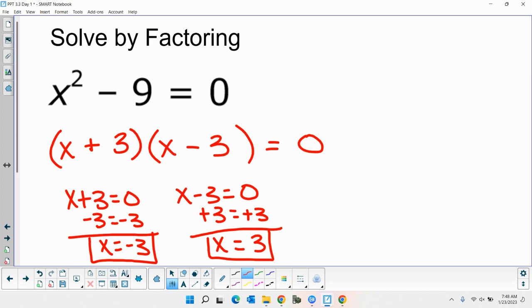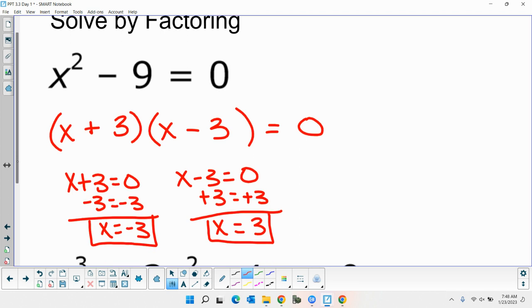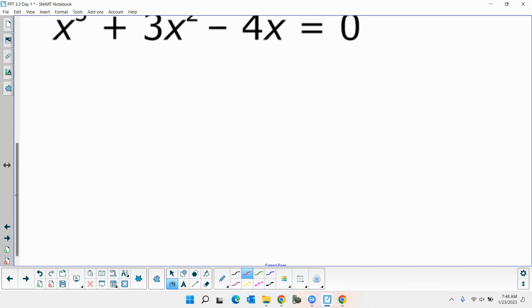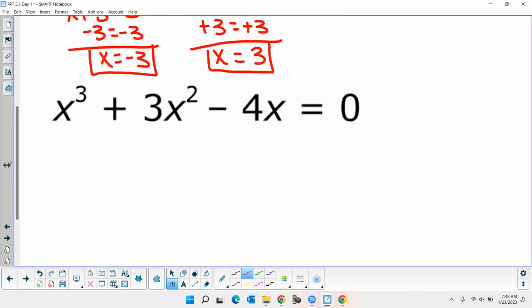Again, if we went into our calculator and did it, it could be a parabola that opens up and it'll cross at negative 3 over here and positive 3 over here. But again, if it asks you in the directions to solve by factoring, I want to see you factoring it, okay? So do what the directions say.